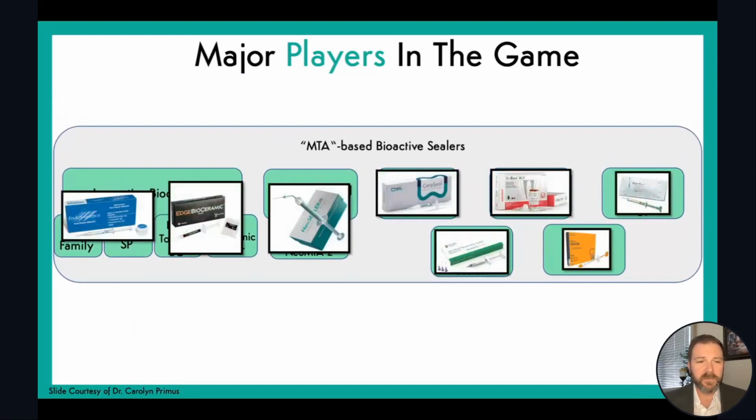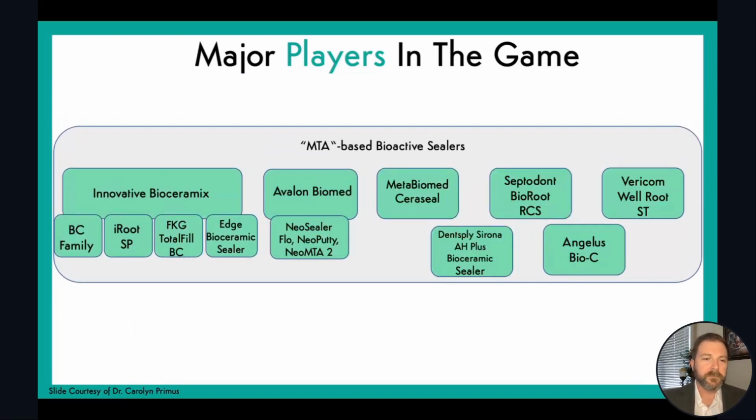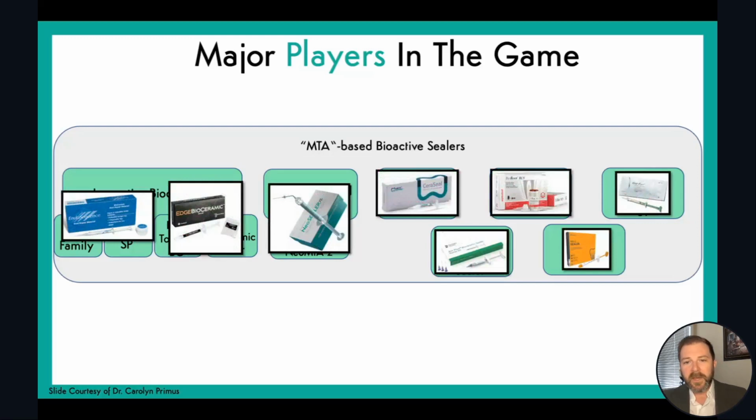And so these are all things you've seen before. With innovative bioceramics out of Canada, we have the BC family of products, we have the iRoot, we have FKG over in the Middle East, and we have Edge here in the United States. So all of these are one family of innovative bioceramics. We have Avalon Biomed, which are the Neo Sealer products, or the Neo family of products. And then we have Ceraseal, we have the newer AH Plus bioceramic from Dentsply, and then we have a couple other products as well, such as the Angelus products, the Septodont products.